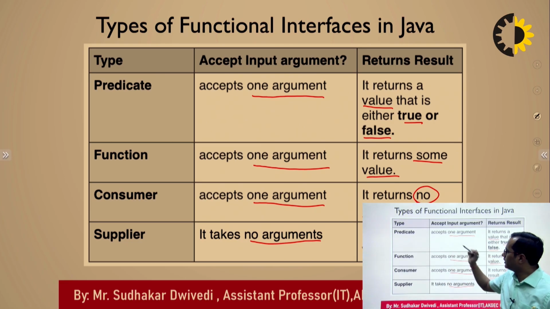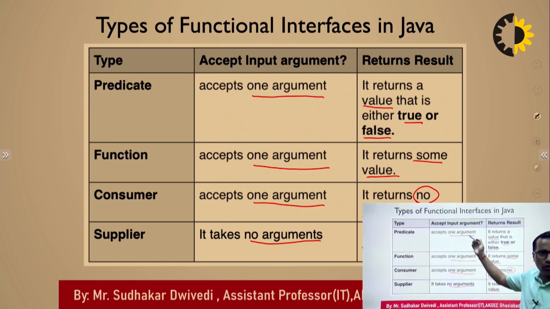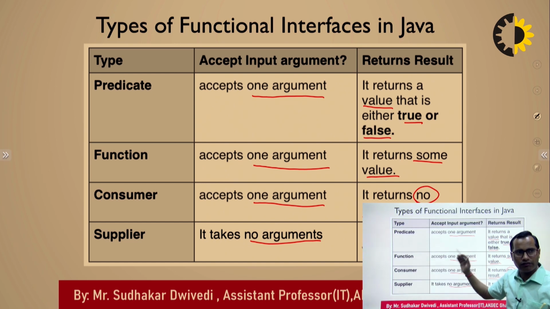As we have seen, the Predicate takes one argument and as a result returns a Boolean type of value. The Function takes one argument and returns some value. The Consumer takes one argument, but it returns no result. And the Supplier takes no argument, but it returns some value as a result.